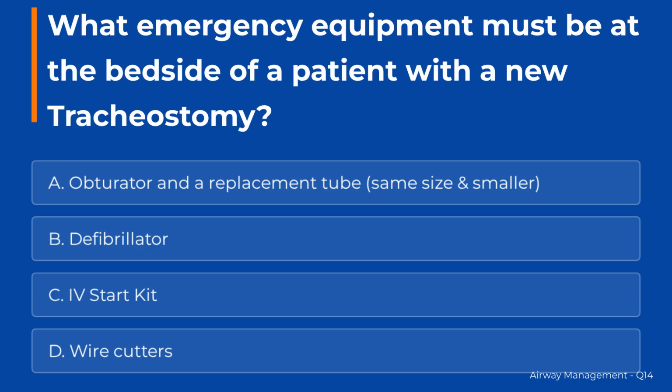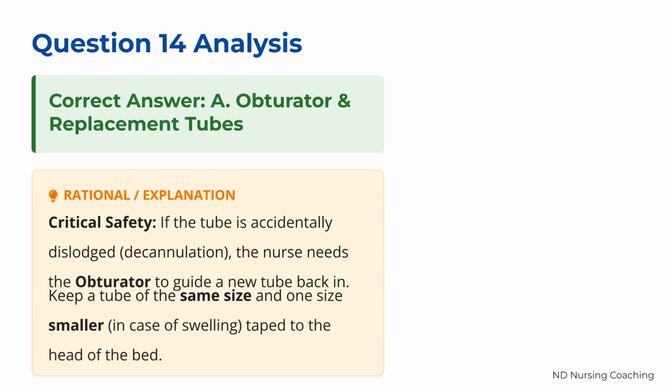Question 14. What emergency equipment must be at the bedside of a patient with a new tracheostomy? The correct answer is A, the obturator and replacement tubes. The obturator is critical for guiding a new tube back in if the original is accidentally dislodged. Always keep a tube of the same size and one size smaller nearby.